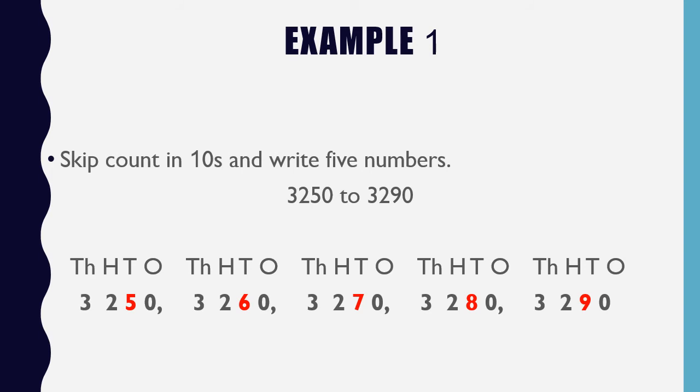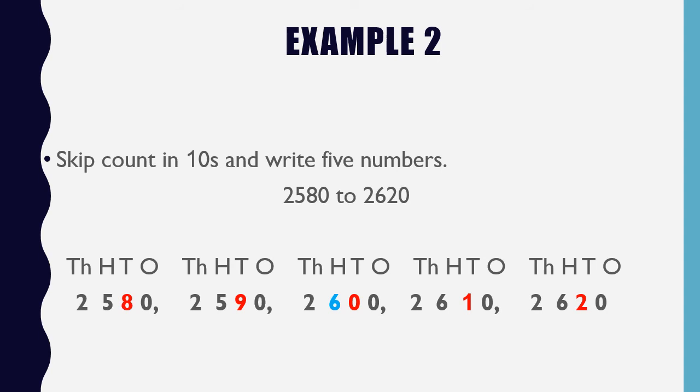We start from 3,250. The ones column has 0. It will remain the same in all next four numbers. We will change tens only, so the next numbers are 3,260, 3,270, 3,280, and 3,290.